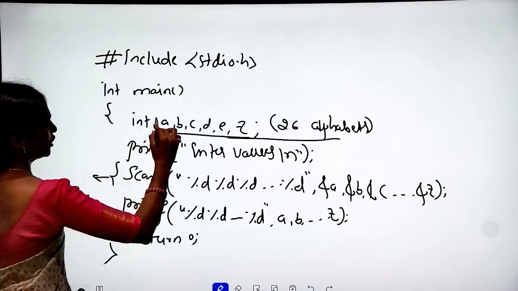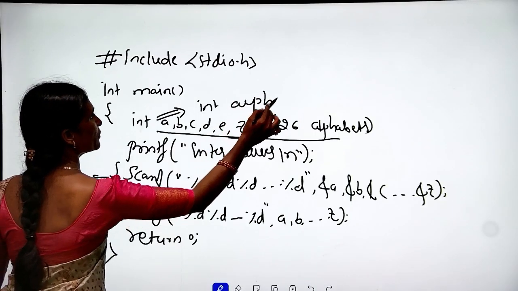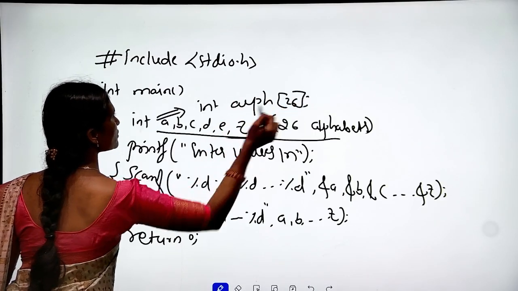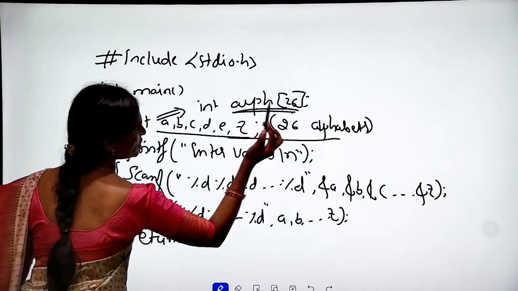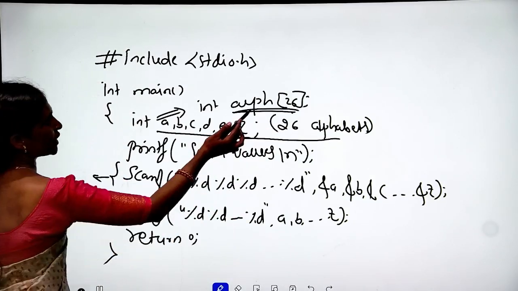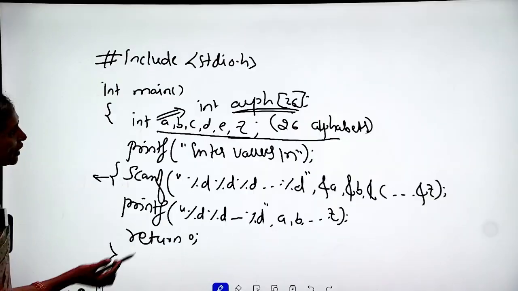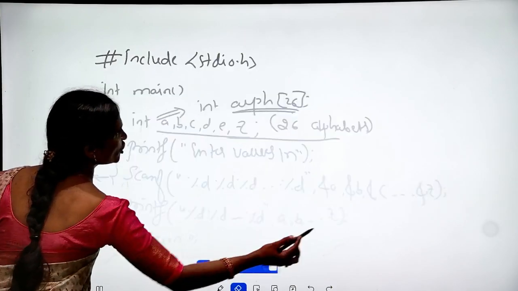So what can I do here? We can make it as an int alpha, that is, all the alphabets of 26 characters. Okay. So this will be called an array. The next concept I am going to teach you is the array, so that you will understand how the looping is used with the array.